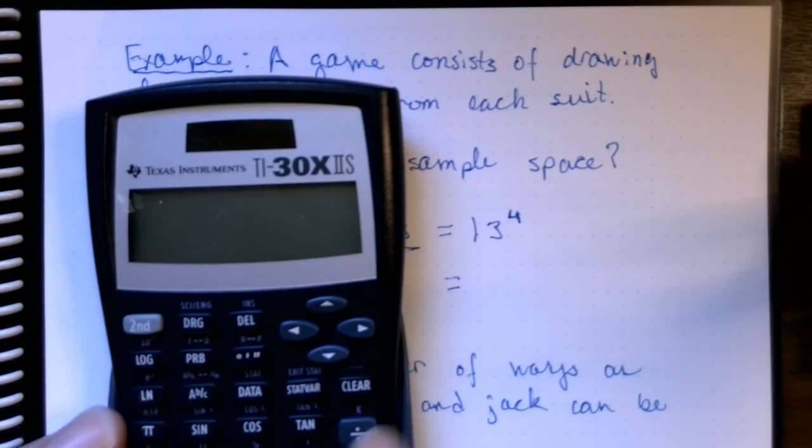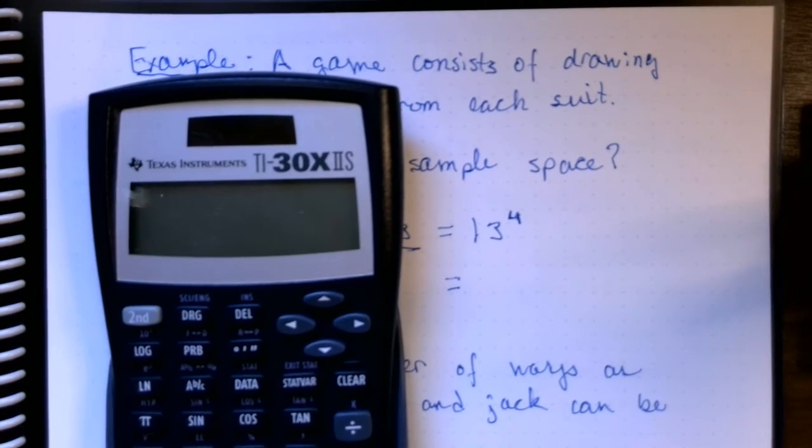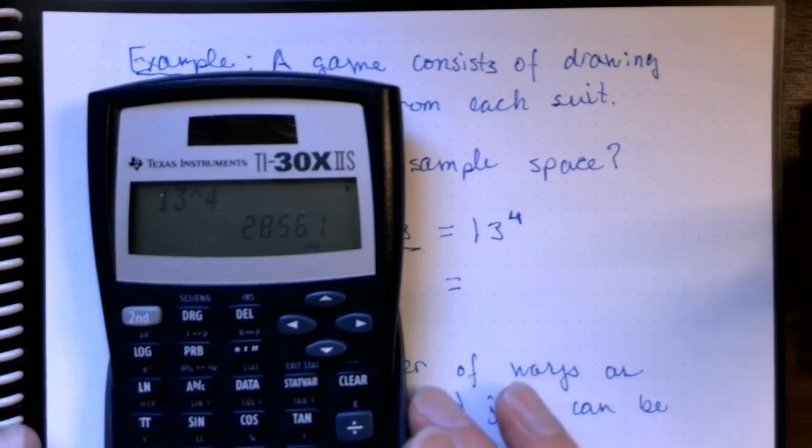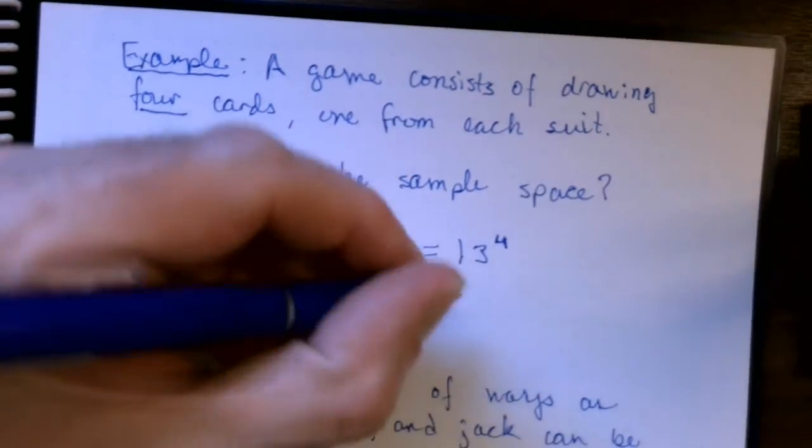If you want to, you can use your calculator to compute this. 13, whoops, it's not turned on. 13 power 4, and we get 28,561.